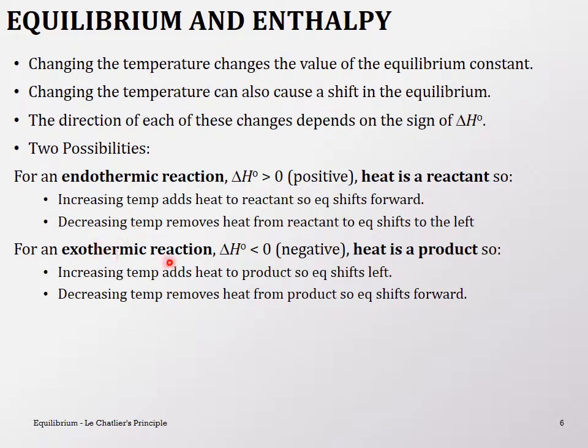In the case of exothermic reactions, heat is the product. Because heat is given off, it's an exothermic reaction, so heat is the product. So if you increase the temperature, you're increasing the heat on the product side, which means that the equilibrium will shift left. If you decrease the temperature, you're removing the heat from the product side, so equilibrium will shift forward to compensate for that. So that is how equilibrium will change according to the enthalpy or temperature.